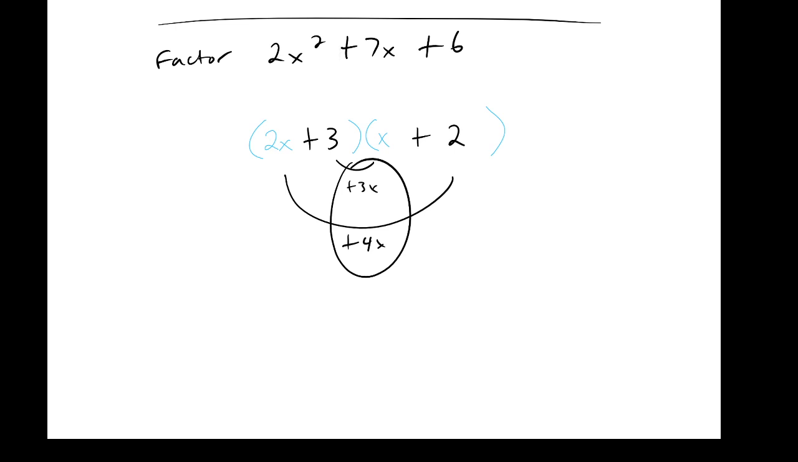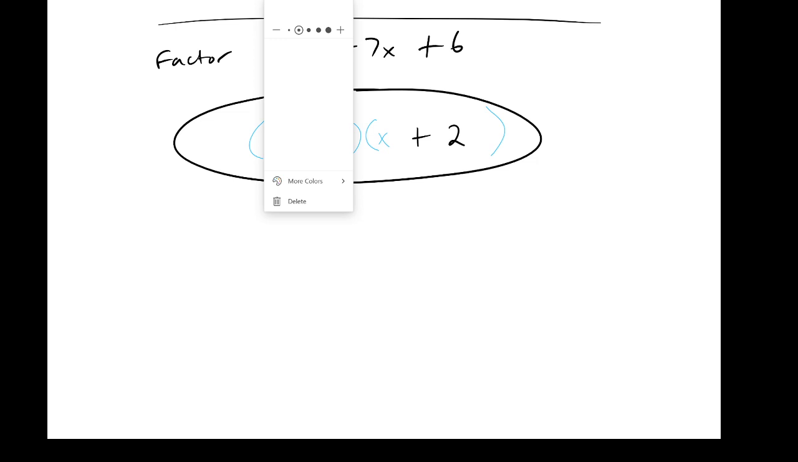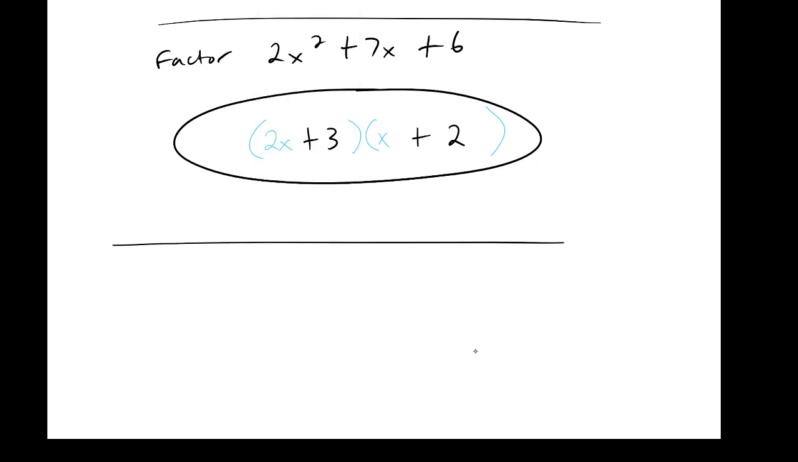So this is ultimately our factorization. 2x plus 3 and x plus 2. Yeah, that's really what we did. We had to just guess and check. All right. Let's keep moving here.